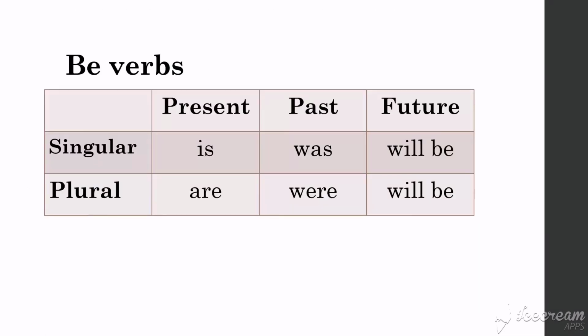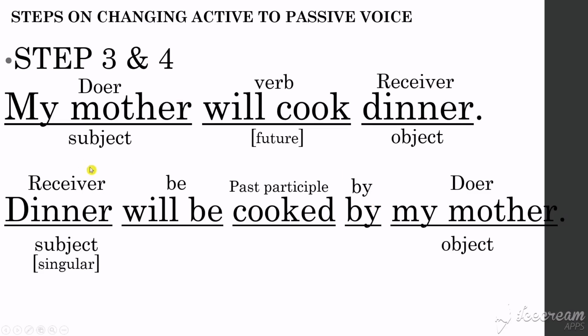Now, what if the tense of the verb in the active sentence is in future tense? My mother will cook dinner. Now, the form of the be verb here will be changed as well, from will to will be. Dinner will be cooked by my mother.